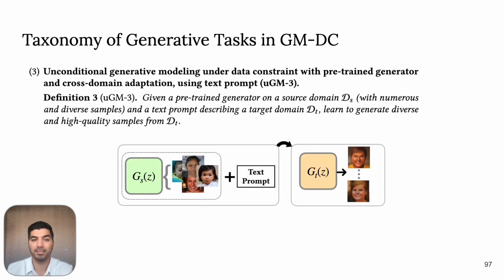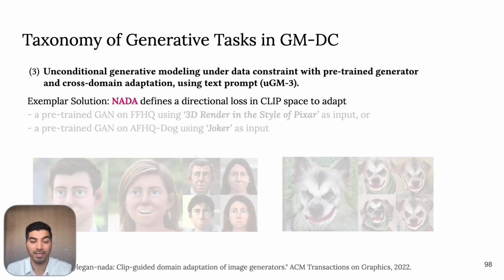The third task is unconditional generative modeling under data constraint with a pre-trained generator and cross-domain adaptation using a text prompt, or UGM3. So this task is similar to UGM2, but the difference is that we don't have any samples from the target domain, and we just have a text prompt that describes the target domain. This is a zero-shot task. And as an example, NADA gives a solution for this.